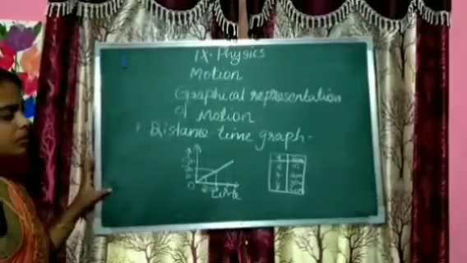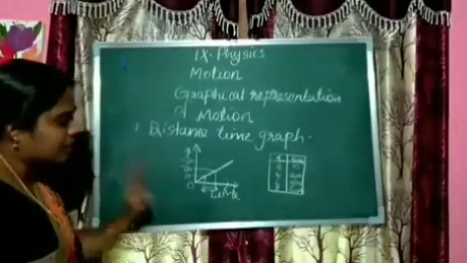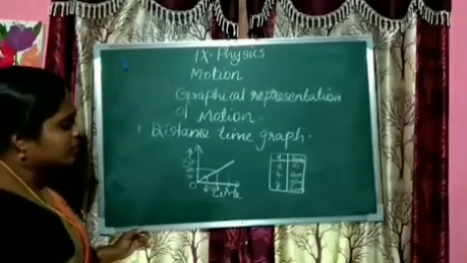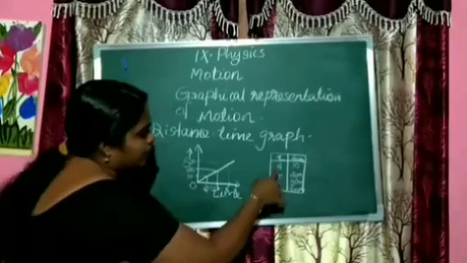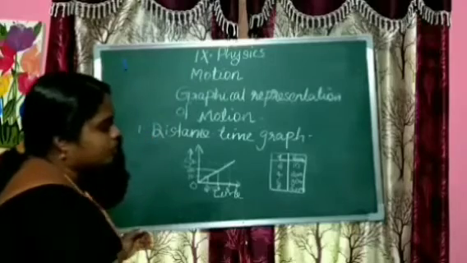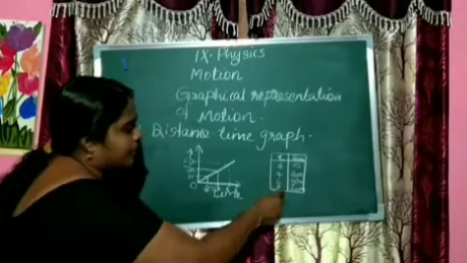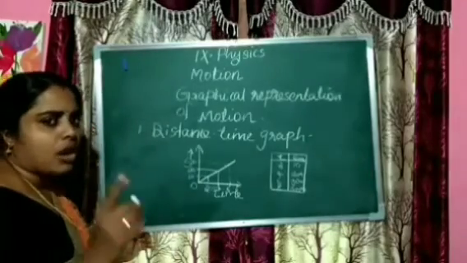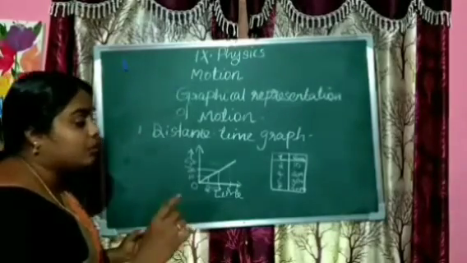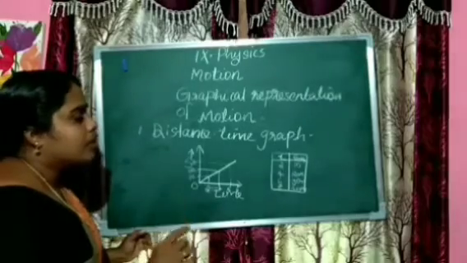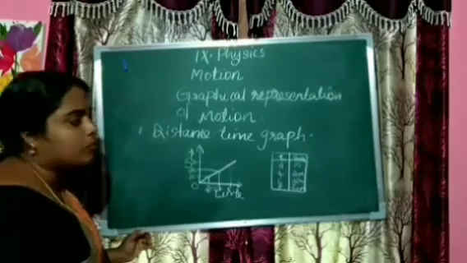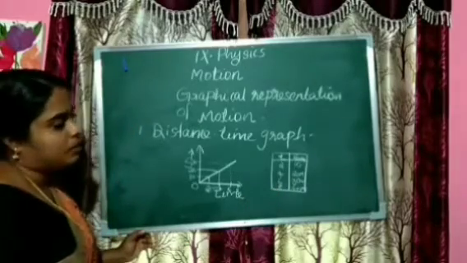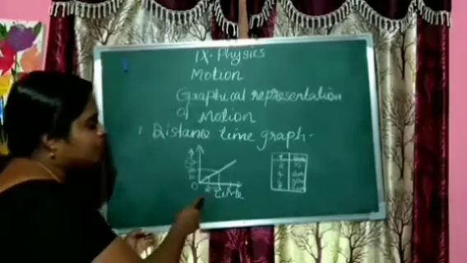So the distance is on the y-axis and the time is on the x-axis. Then we can consider the time interval here. So there are equal time intervals and equal distances. We know that if an object travels equal distances in equal intervals of time, then that motion is said to be uniform motion, and here the object is moving with a uniform speed.